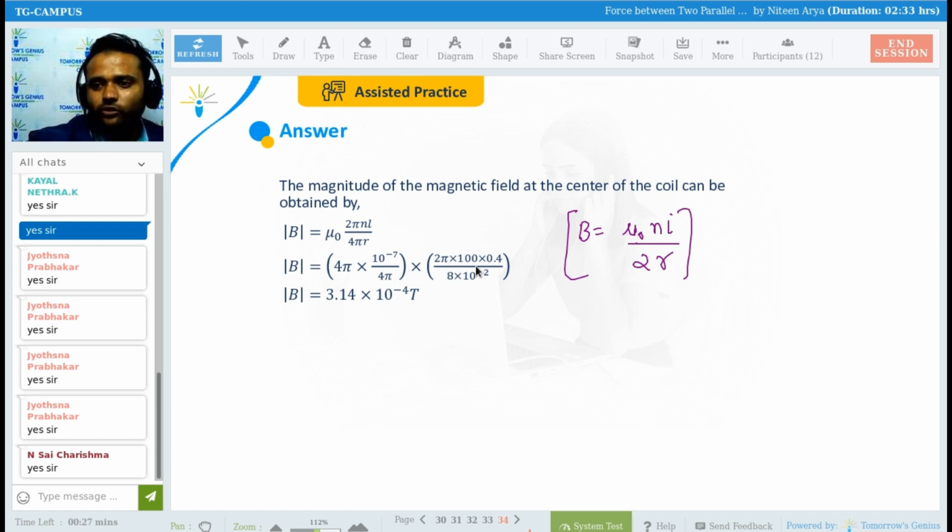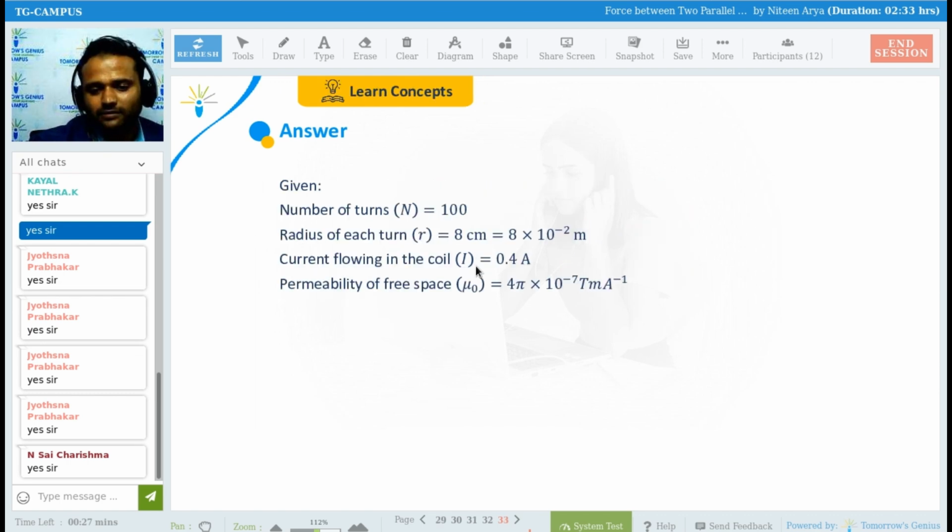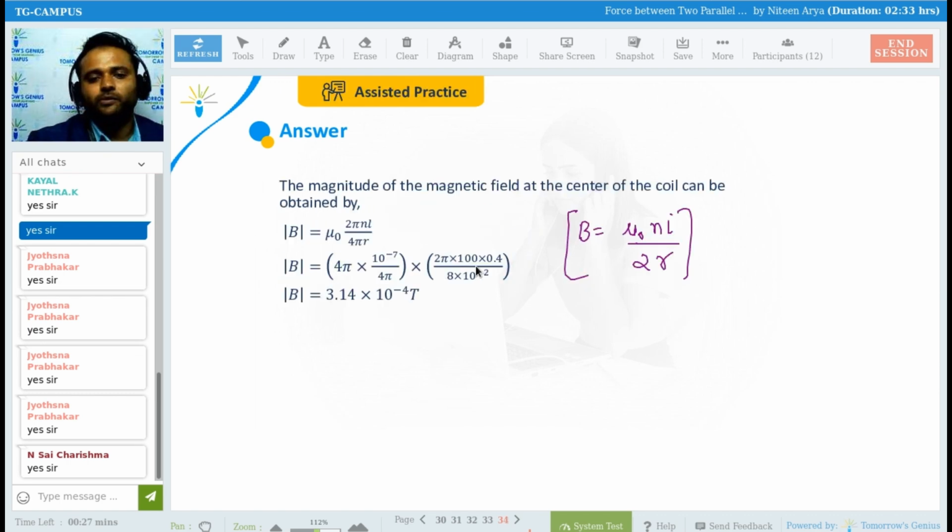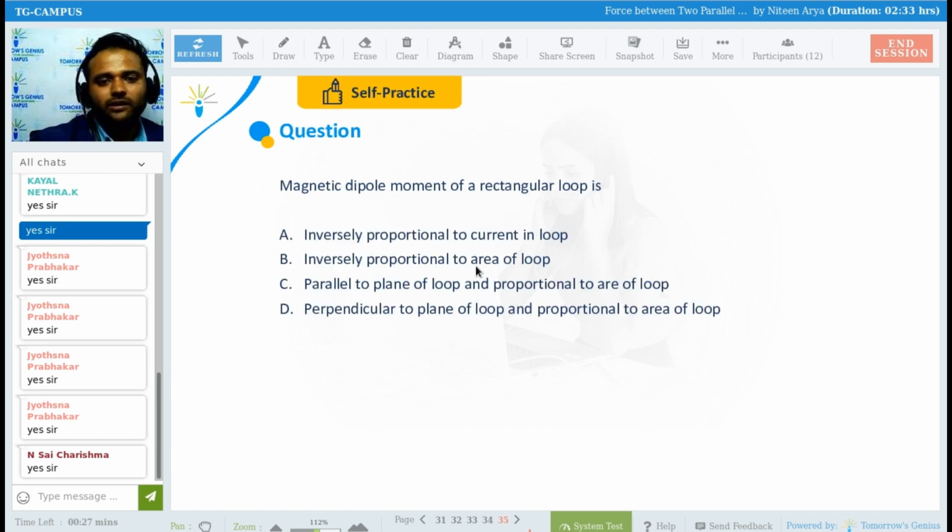Is this clear, beta, everyone? Just turn on your cameras. Clear? But still, it is quite a doable thing. I'm not doing it at that much speed that you cannot understand.